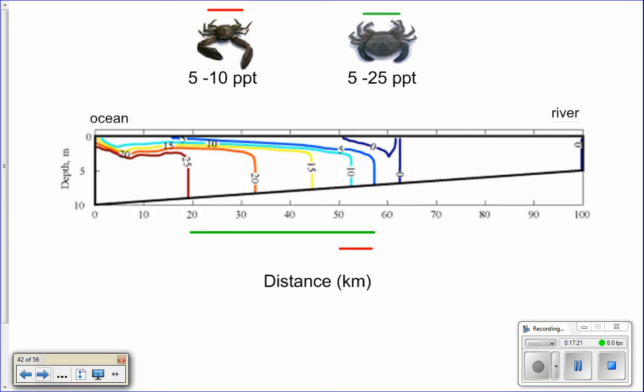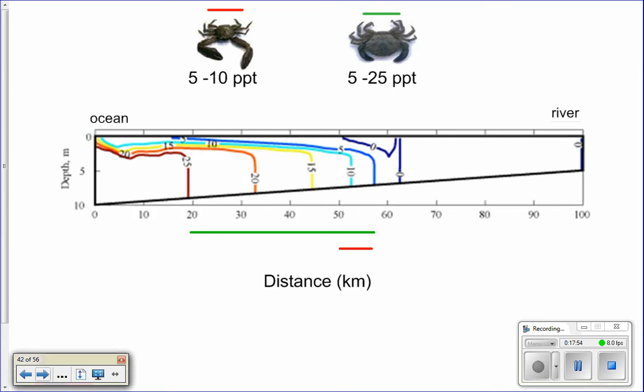This represents the estuary. So over here would be the river, over here would be the ocean. These different colored lines represent the different salinities. So you have 0 parts per thousand, 5, 10, 15, 20, 25. See that? So a euryhaline animal that can withstand 5 to 25 parts per thousand, a wide range of salinities, we're going to represent it with a green line. It can be found anywhere from here to here in the estuary. You see that? Because it can withstand any of these salinities.